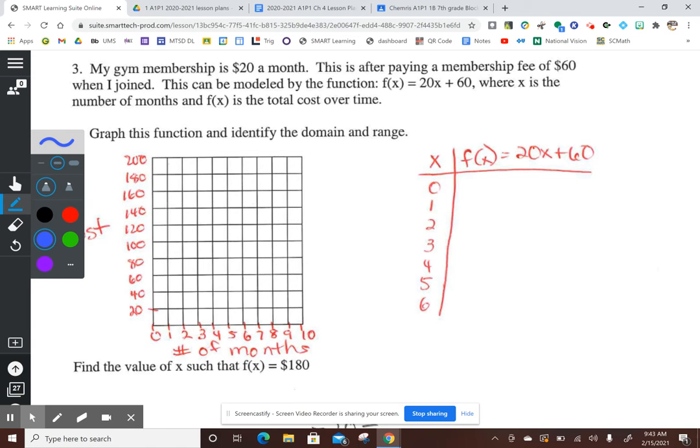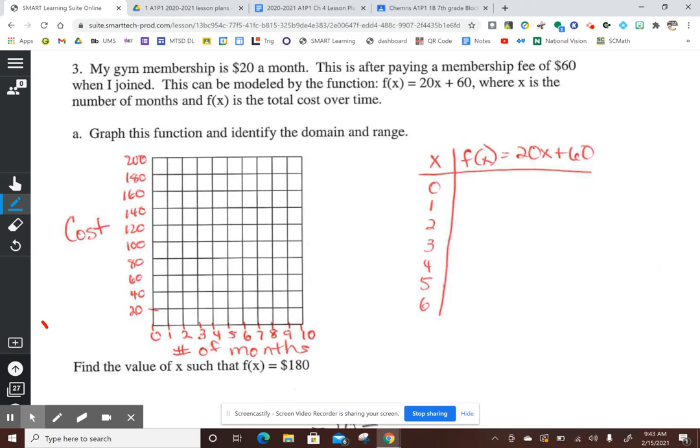Okay, so number 3 says, my gym membership is $20 a month. This is after paying a membership fee of $60 when I joined. This can be modeled by f of x equals 20x plus 60, where x is the number of months and f of x is total cost over time. Graph this function, identify the domain and range.